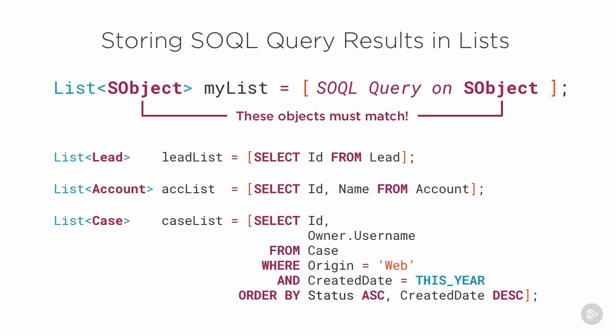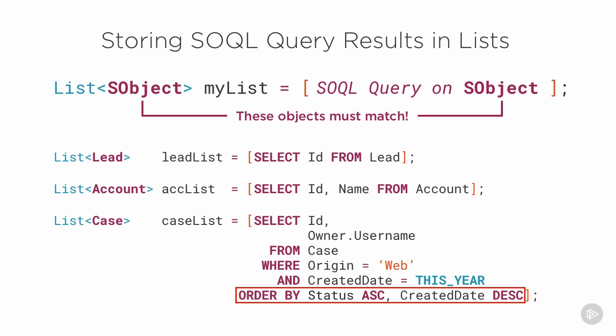And in this example, we have a full-fledged SOQL query storing a bunch of cases into our case list variable. This query includes the Owner.Username field. So even though that's not a base case field, it will be available to use from our case list variable. Also notice in this example that the results are ordered by status, then by created date.